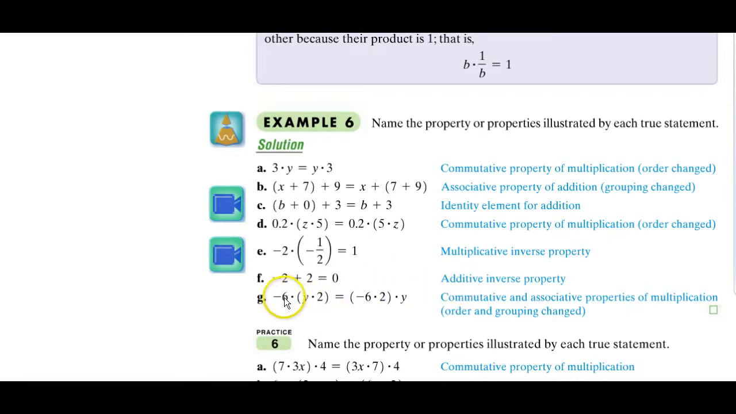And here we have, this is like a compound one here because we switched the order of the two, and that would be commutative first, and then we regrouped it. That would be associative. So two things going on. Yes, okay. All right.